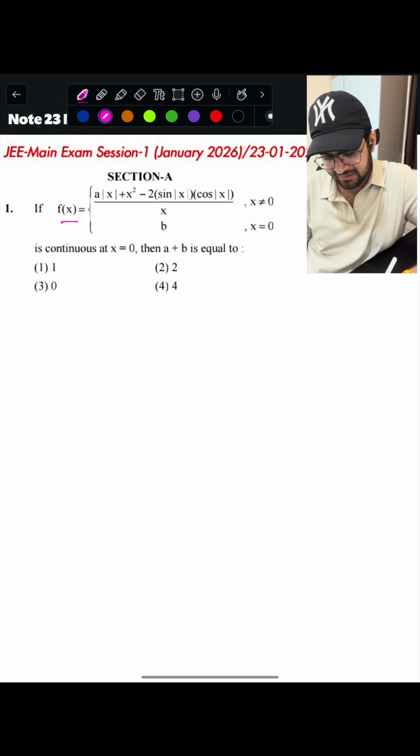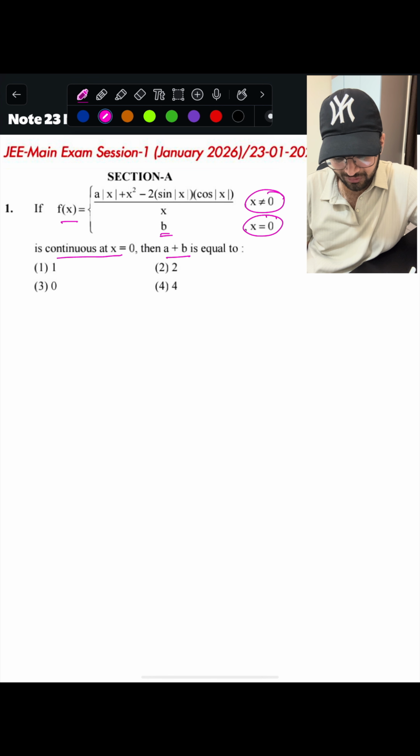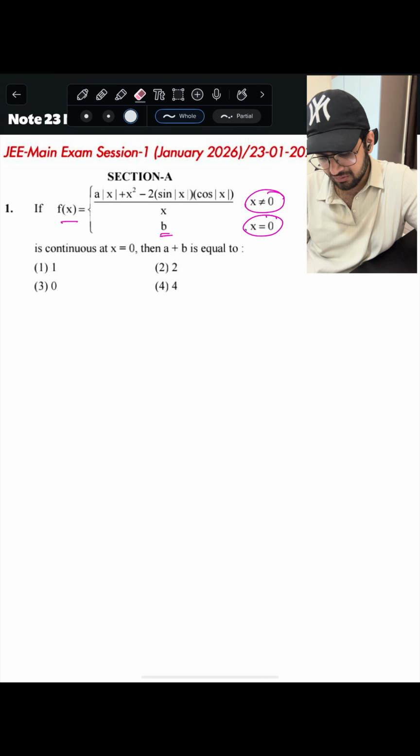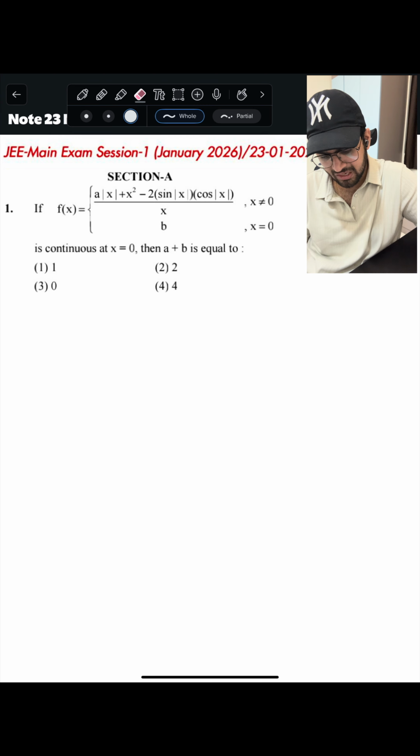If f of x is given with one definition when x not equals to 0 and it is b when x equals to 0, and it is continuous at x equals to 0, then a plus b is equal to how much? So the function is continuous at x equals to 0, you need to find the a plus b value. Simple continuity question.